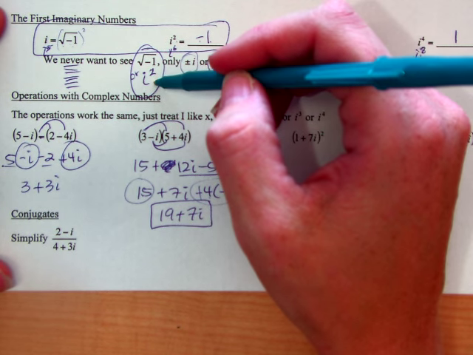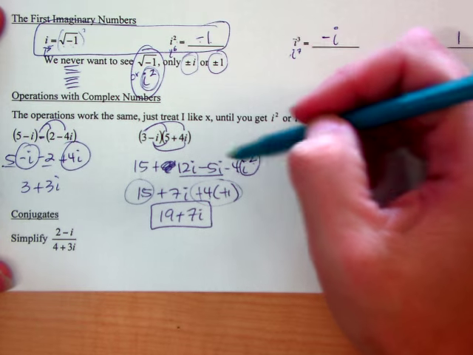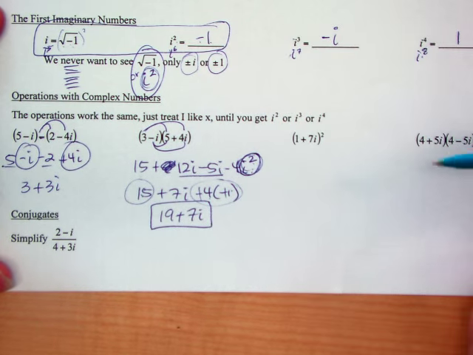So i squared, you never want to see, so you always want to be replacing that if you see it with a -1.